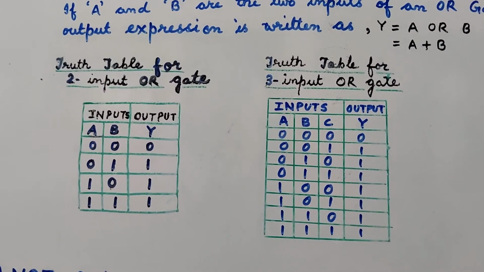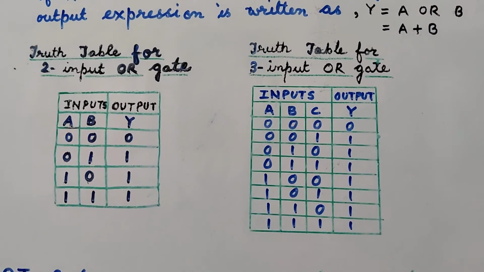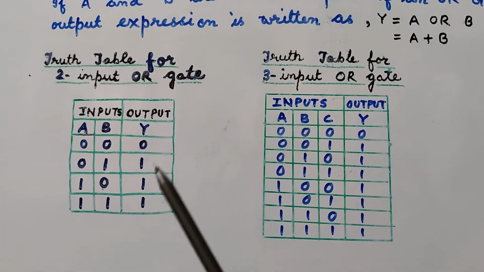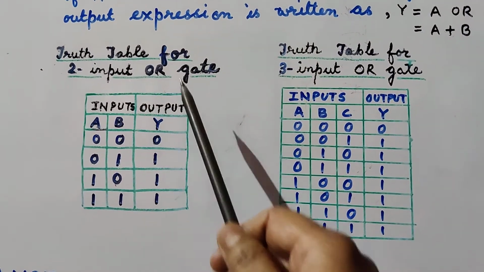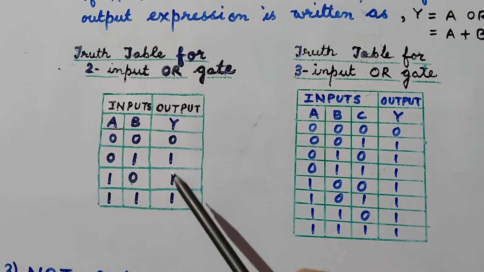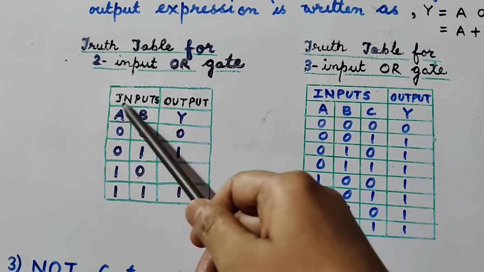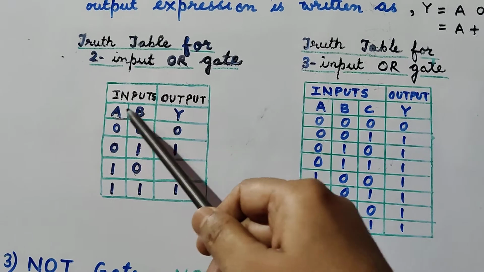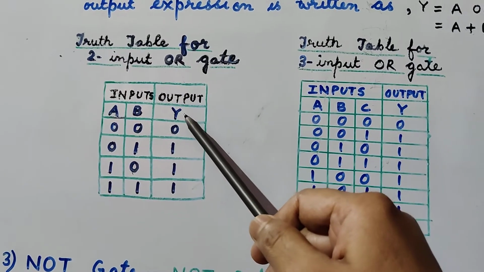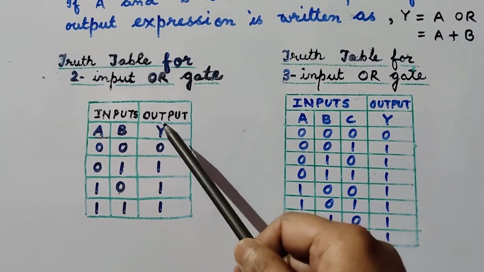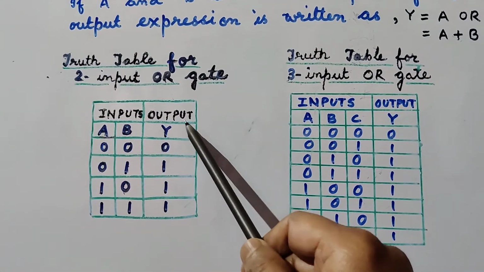As we have seen earlier, a truth table is a table which shows the relationship between the input and the output variables. So we have drawn a table showing the inputs and the output variables. Since this is a 2-input OR gate, there will be 2 inputs, denoted by A and B, and since there is a single output, the output is Y, which will be equal to A plus B.